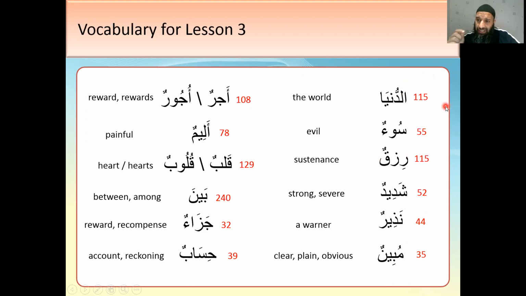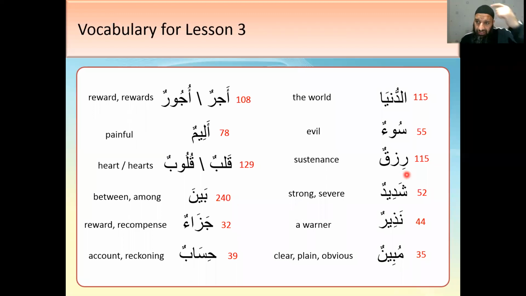Su'un, it sounds like an evil. To me, it sounds like an evil. Su'un is evil. So su'un is evil. Rizqun, Allah is ar-razaq. He gives us rizq, and rizqun is sustenance. Rizqun, sustenance. And sustenance really in Islam is everything you have. It's not just the money.